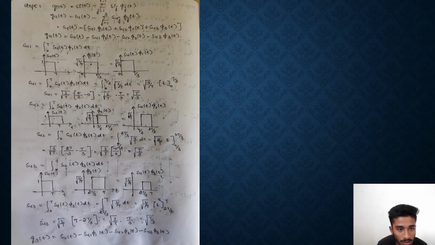The formula is written below. The s41 is equal to root t by 3, the s42 is equal to root t by 3 and the s43 is equal to root t by 3. So what is g4 of t? g4 of t is s4 of t minus s41 psi1 of t minus s42 psi2 of t minus s43 psi3 of t. So moving on to the last and final slide.